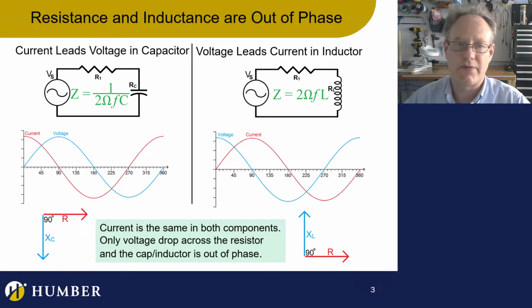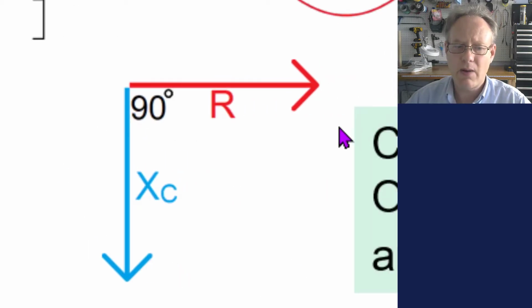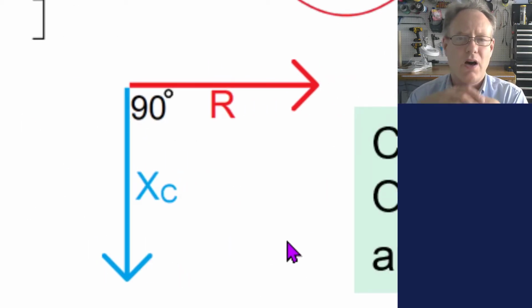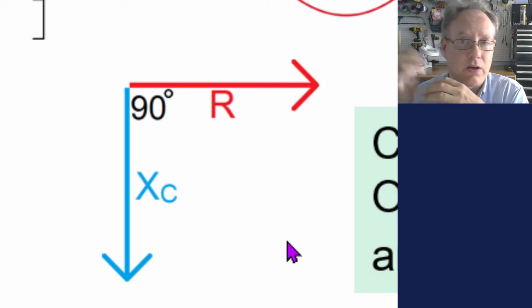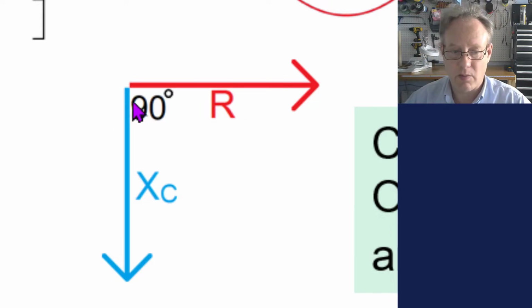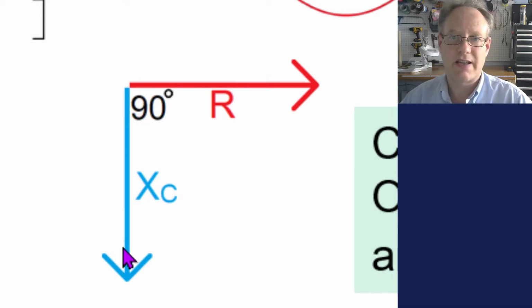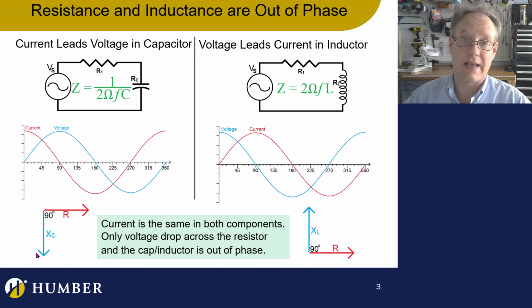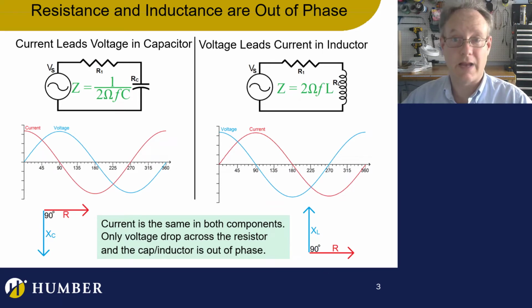Let's continue with the review. We know current leads voltage of the capacitor. It looks like this. What I want to highlight is that we can not only study current and voltage out of phase, but we can study the resistive nature of these elements and say that they're out of phase as well. So I'm redrawing this phase diagram over here, and we can indicate that this is R and this is XC. Of course, XC stands for reactance, specifically capacitive reactance. Again, the arrow goes down, and in the case of inductive reactance, the arrow goes up. And again, it's 90 degrees out of phase.